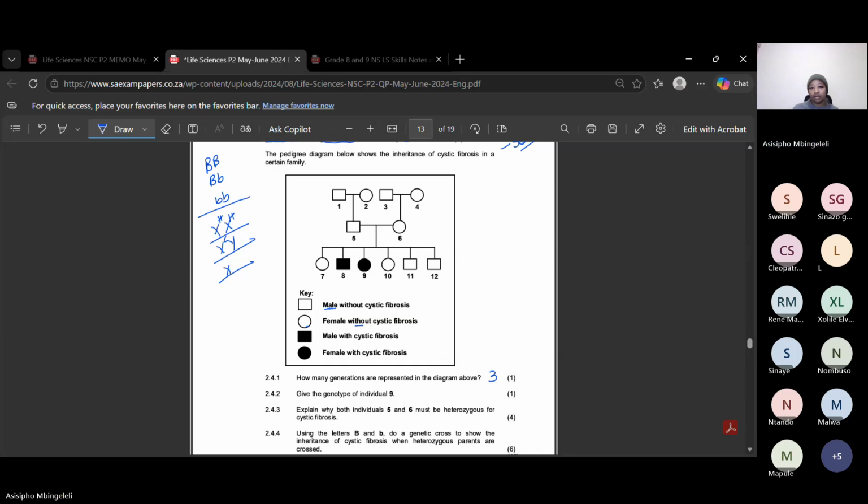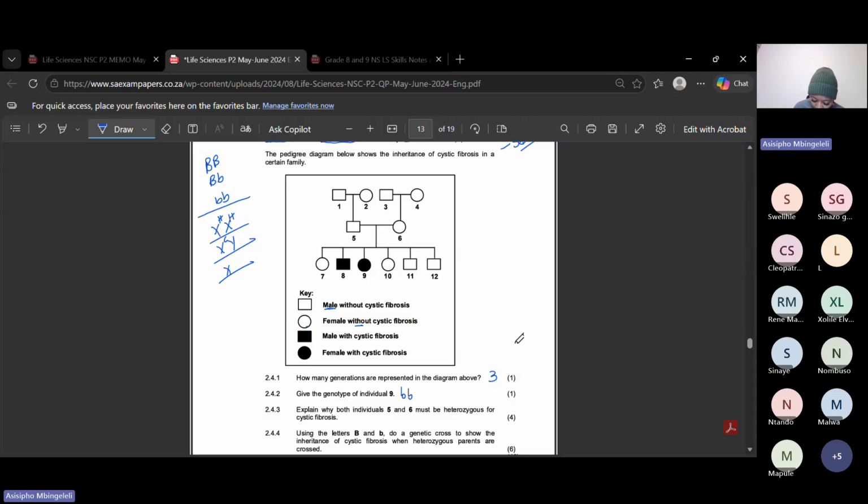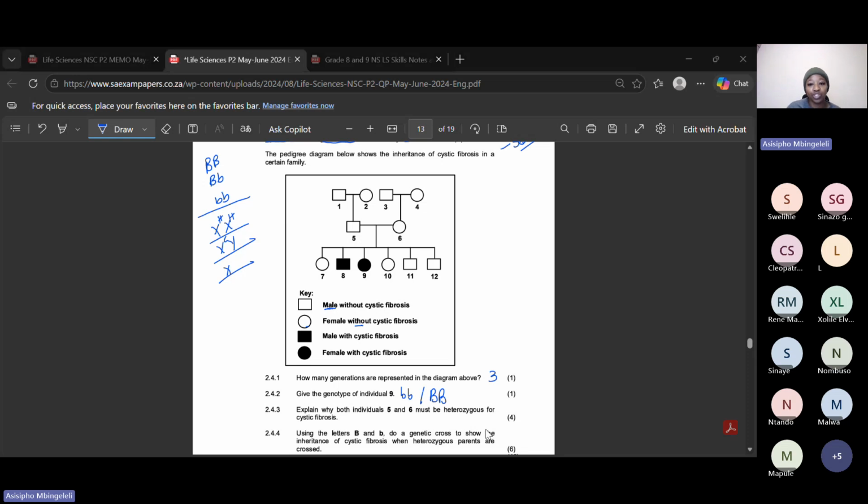Anyone? Please. I said lowercase bb. Anyone who said uppercase bb? We are using letter B because they've given us letter B. Anyone? Sinazo, did you say capital letter B, capital letter B?